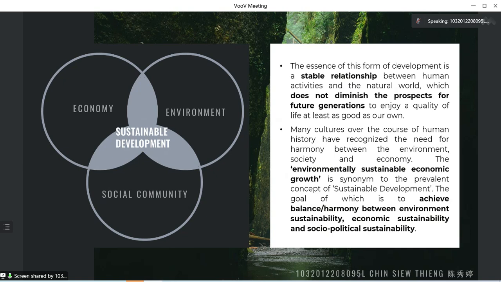Many cultures over the course of human history have recognized the need for harmony between the environment, society, and the economy. Now, sustainable development is also known as environmentally sustainable economic growth. So this has to achieve the balance and harmony between environmental sustainability, economic sustainability, and social community sustainability.